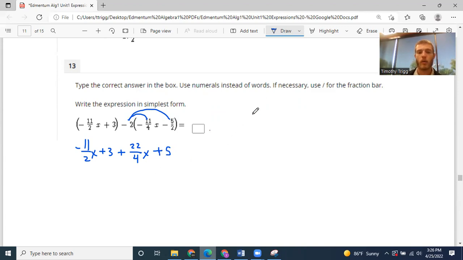I can reduce this 22/4. I can reduce this by 2, giving us 11 over 2. So I'm going to go and change this to 11 over 2. So we have a -11 over 2x and a positive 11 over 2x. Those cancel. 3 plus 5 is 8.